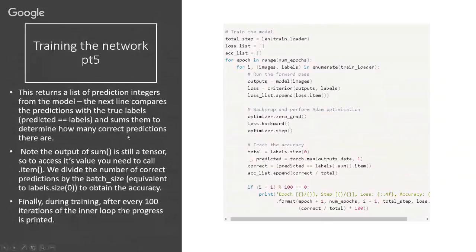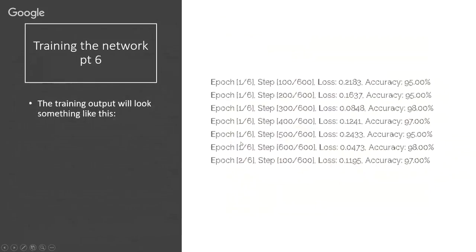This returns a list of predictions, integers from the model, and the next line compares the predictions, predicted equals labels, and sums them to determine how many correct predictions there are. Note the output of sum is still a tensor, so to access its value, you need to call item. We divide the number of correct predictions by the batch size, equivalent to the label size, to obtain accuracy. Finally, during training, after every 100 iterations of the inner loop, the progress is printed. Ta-da! And this is basically what we get as it prints out.